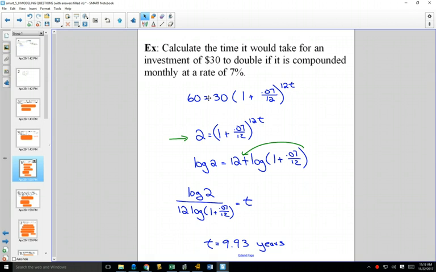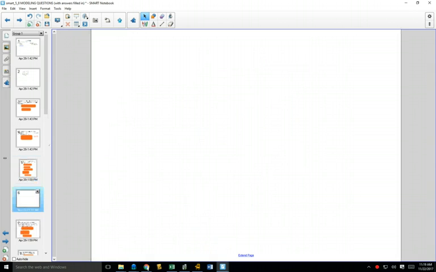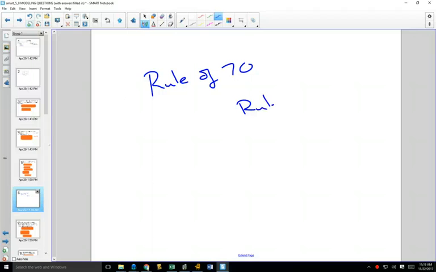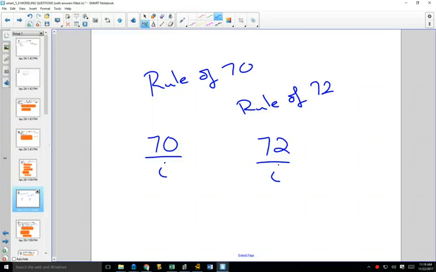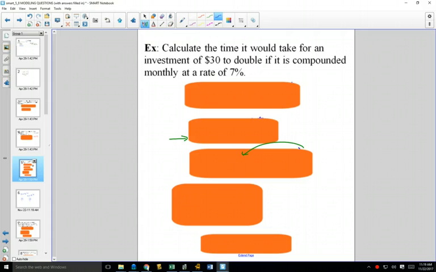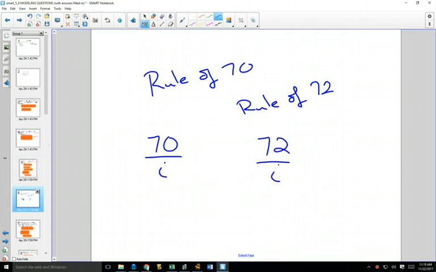Now I'm going to teach you just something off to the side that's interesting. Sometimes it's called the rule of 70, sometimes it's called the rule of 72. It just matters which math is easier for you to figure out. The rule of 70 or the rule of 72 works basically like this. 70 divided by I, where I is your interest rate. So in the example we just did, our interest rate was 7%. So I look at the rule and I either use 70 or 72, whichever one's easier, divide by 7.